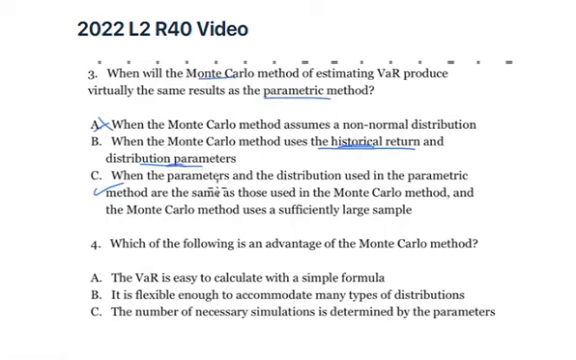Number 4, which of the following is an advantage of the Monte Carlo method? The VaR is easy to calculate with a simple formula. It is flexible enough to accommodate many types of distributions. The number of necessary simulations is determined by the parameters. That's saying which is an advantage. Well, the only one really worded as an advantage here is flexible enough to accommodate many types of distributions.